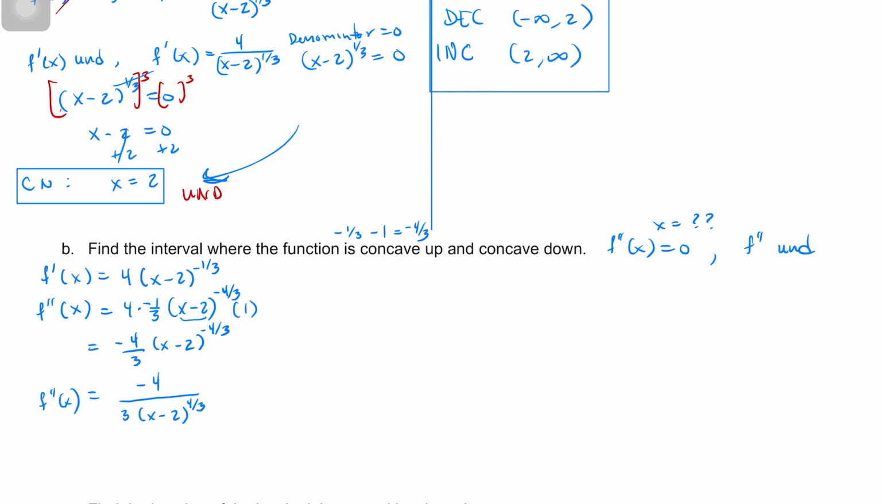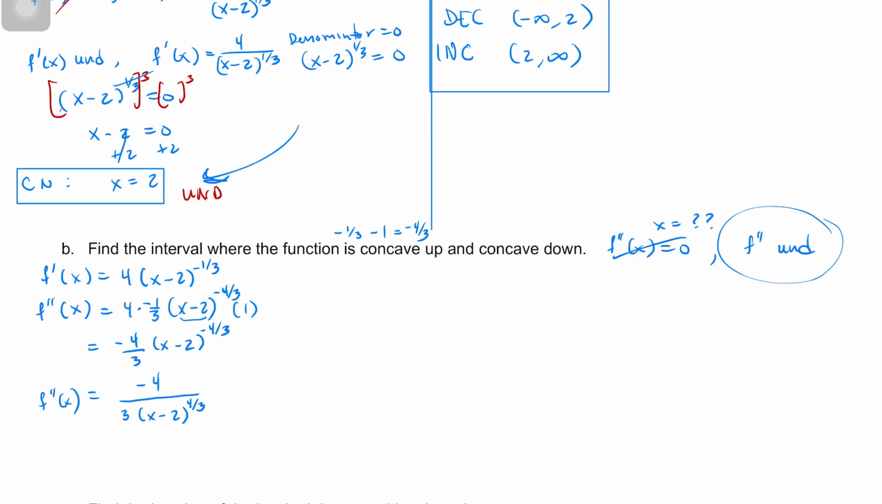So we can kind of see here real quick that this is not going to work out, right? This one's not going to work because in order for this to equal 0, the numerator needs to equal 0, right? And obviously negative 4 does not equal 0, so there's no case for this. So instead, we have the other alternative, and that is when f double prime is undefined.